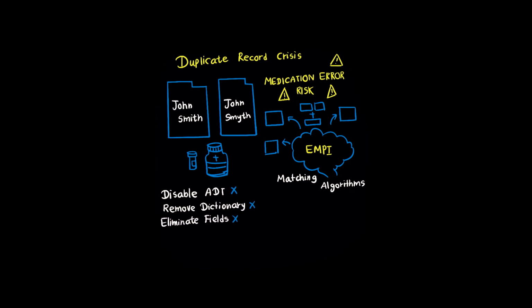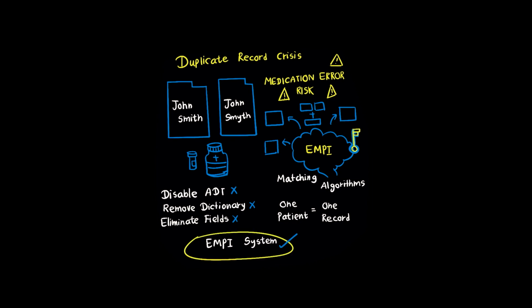Disabling ADT feeds would worsen the problem by losing registration data. Removing data dictionaries eliminates standards that prevent inconsistencies. Eliminating required fields allows incomplete information. But MPI, it's the master key that ensures one patient equals one record across the entire enterprise.